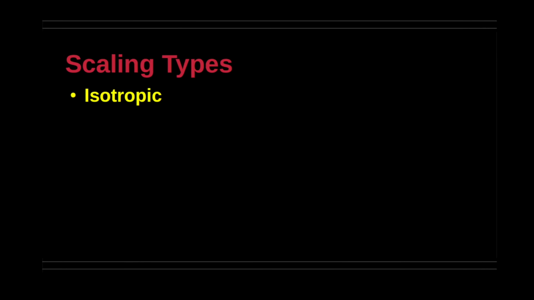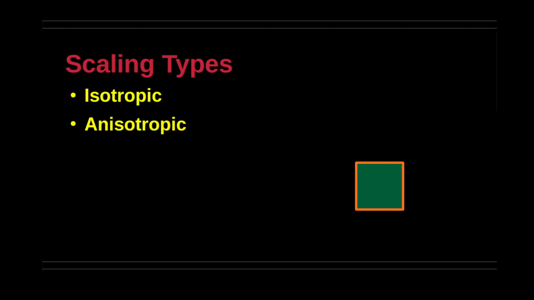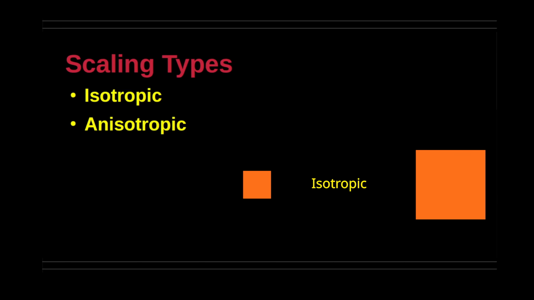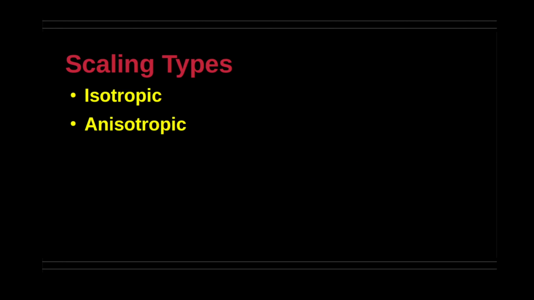The two types of scaling are isotropic and anisotropic. Isotropic scaling enlarges or shrinks an object in all directions. In other words, the scaling is uniform in all dimensions. The same scale factor is applied to the object being scaled in all dimensions. This type of scaling preserves the object's shape.